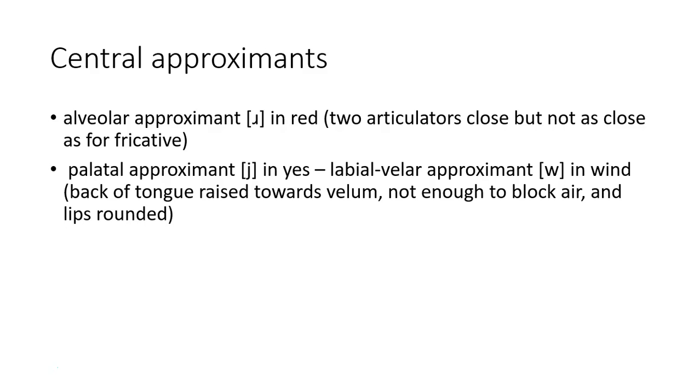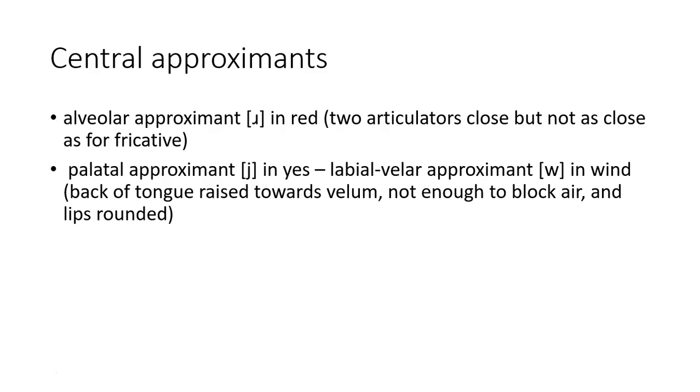Now, central approximants. If you think about the R that we have in English, sometimes you'll see it transcribed as you would write it, but the correct symbol for the alveolar approximant R is the upside down, back to front R. So it just makes the sound R, R, R. And you can see that the articulators come close, but they're not as close as they are for a fricative. There's much easier passage of the air.